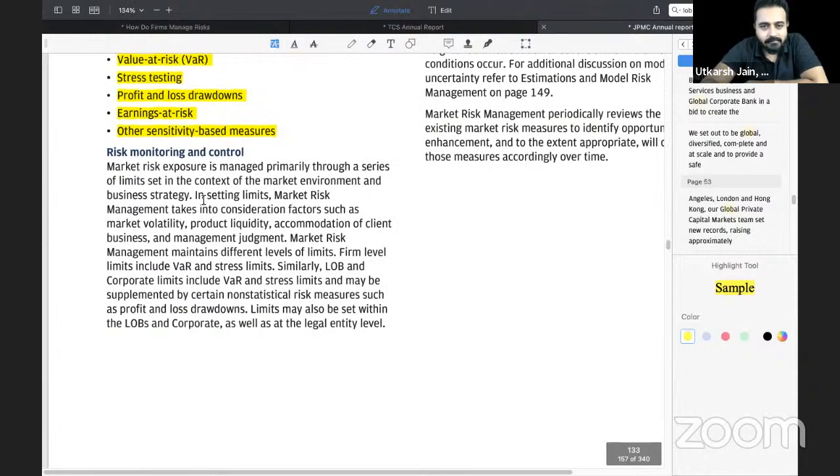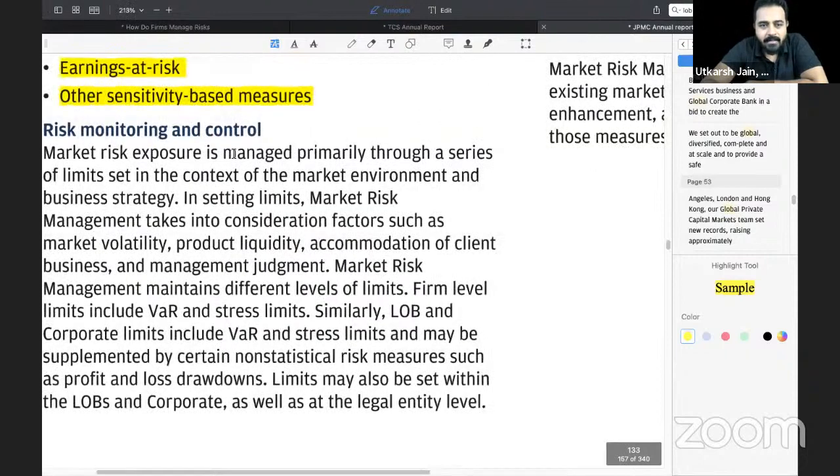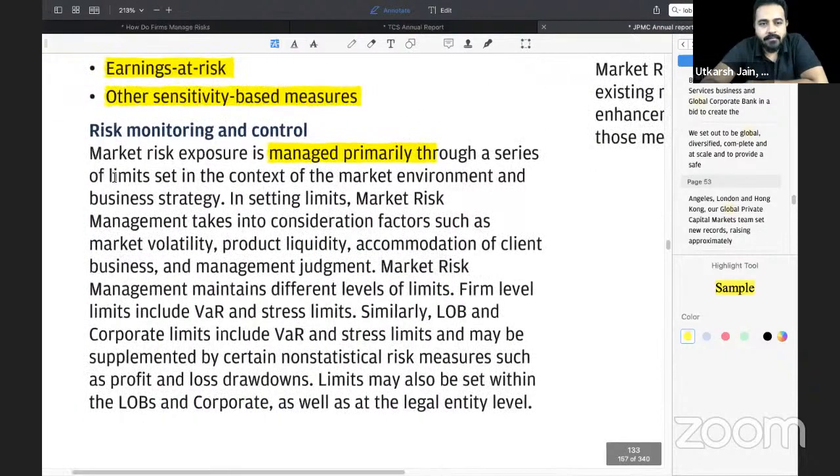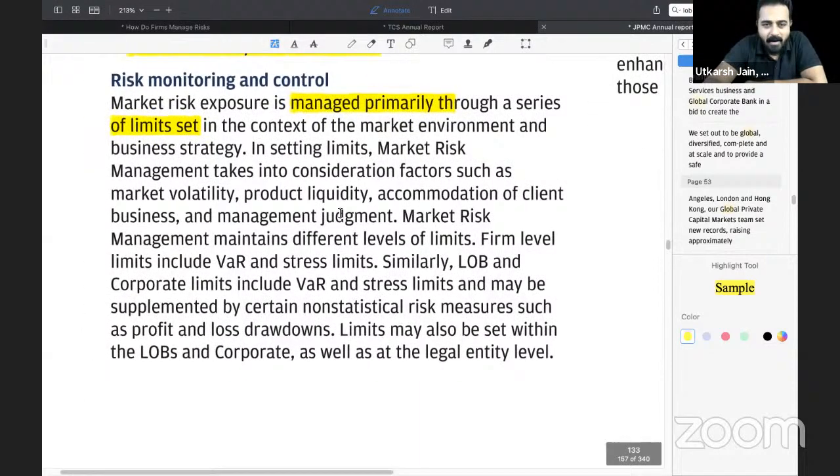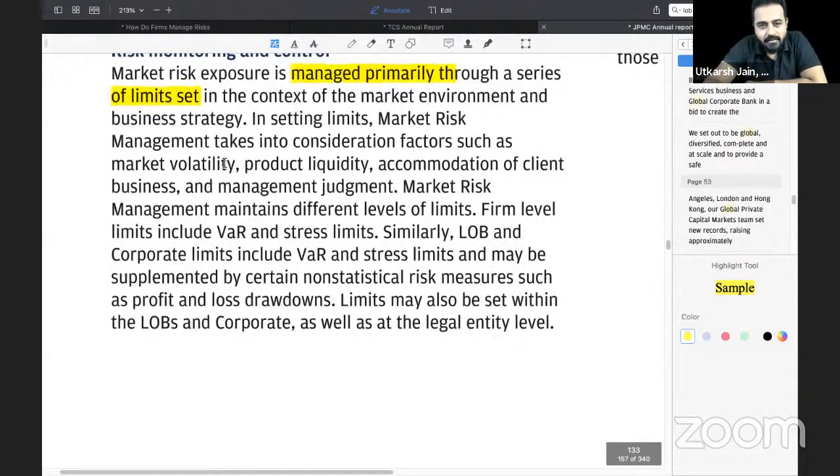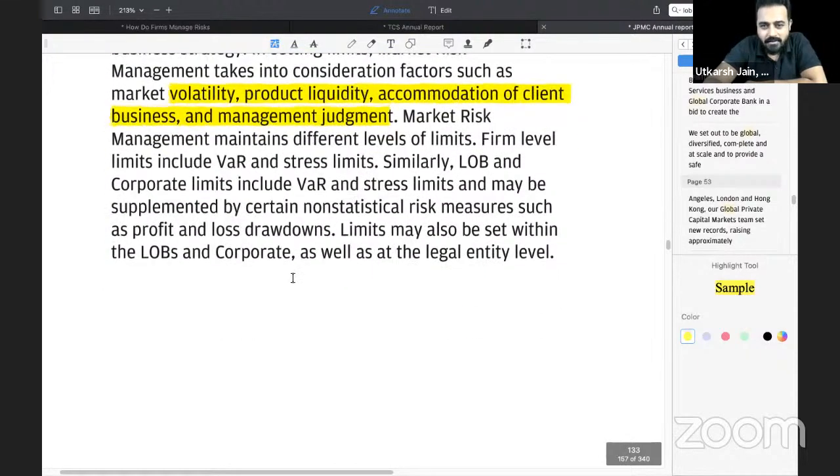Okay, monitoring. Manage primarily through a series of limits set in the context of risk management. So limits could be set with value at risk, limits could be set with exposure. So JP Morgan, and most of the banks, are managing risk by setting certain limits. Market risk management takes into consideration factors such as volatility, liquidity, concentration. Okay, so there's a lot of general blabber here.